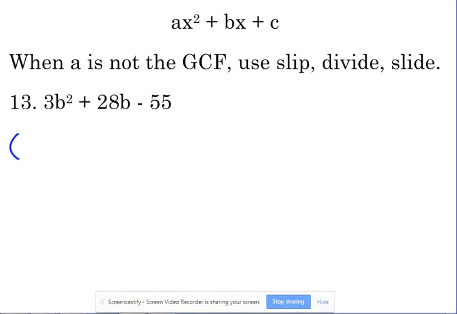Okay, I put my two sets of parentheses. I checked to see that 28 is not divisible by 3. Neither is 55. So 3 is not our GCF, so we're out of luck there. I can't just put b and b, because that just gives me b squared. I'm supposed to have 3b squared. So what multiplies to give me 3b squared? Well, that's 3b times b.